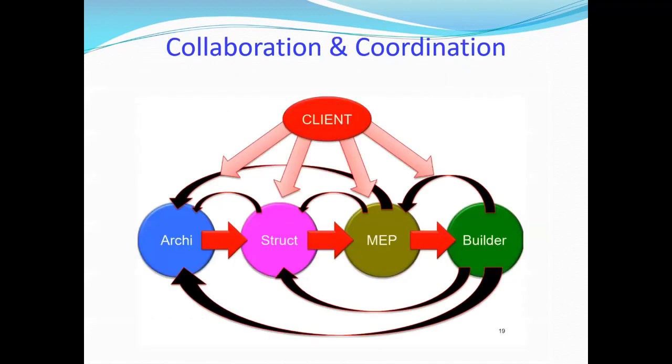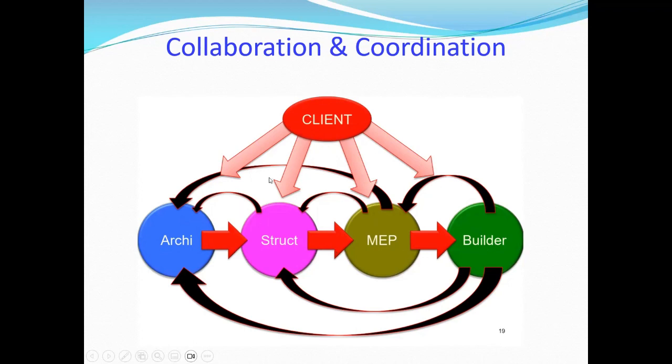Okay, so we almost come to the end. This is the purpose. The client is our master, so he has to communicate with all people. These are the main parties or main stakeholders involved in a project. Normally we have these 5 parties. The developer is the building owner. He engages the architect, the structural engineer, the M&E engineer, and finally the builder to build this building.